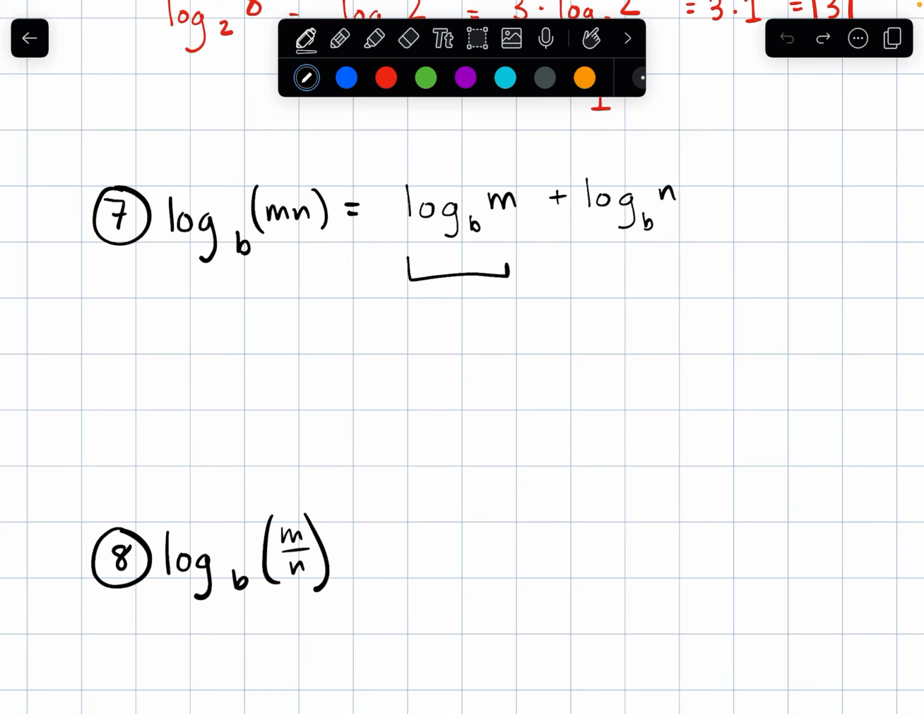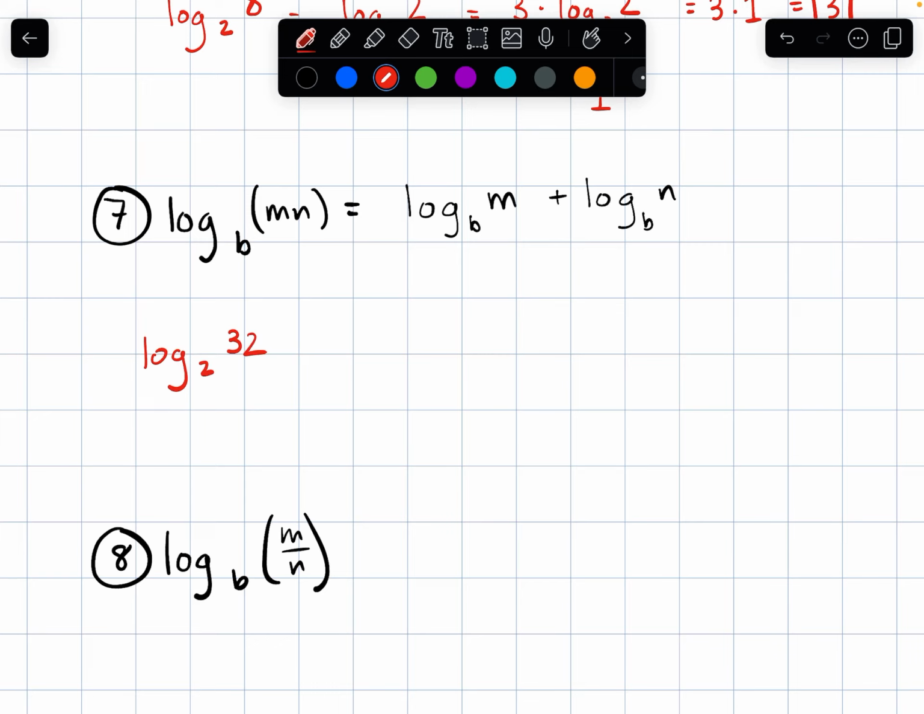Notice a couple things. Notice that the base stays the same throughout. You can't change it; the base has to remain the same. And if we put some numbers to this, let's say we have log base 2 of, let's do 32.